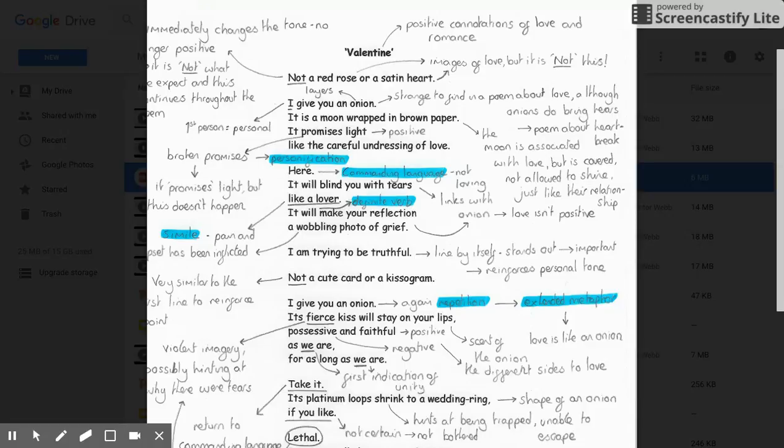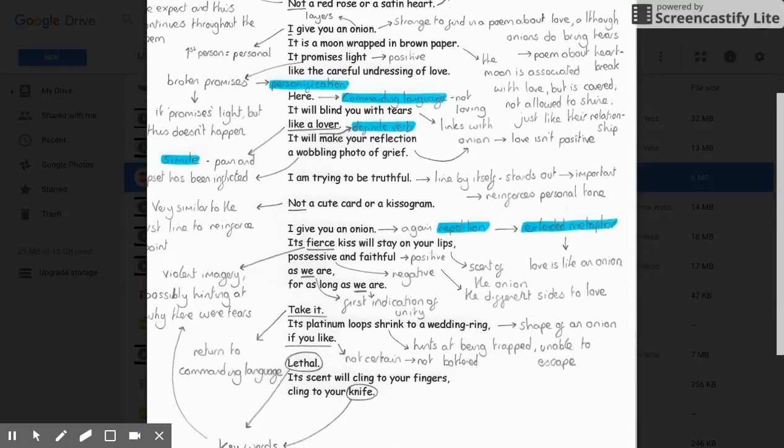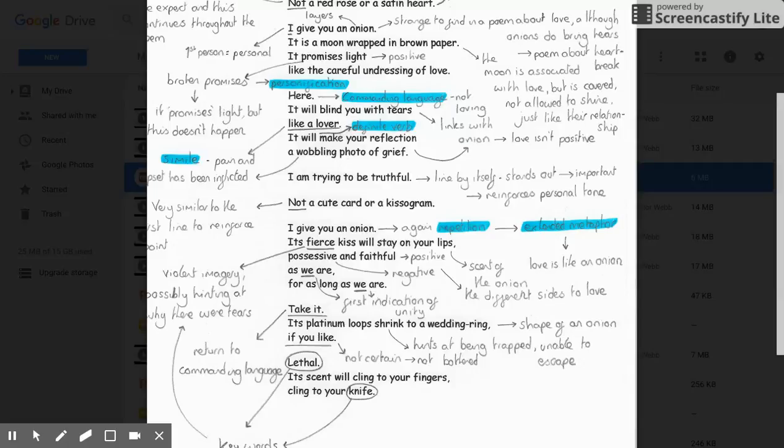I've highlighted in blue the poetic features, the language features that you would be expected to reference and know. Personification makes love seem more real. The commanding language, the definitive verbs, makes the person seem more certain about their views about love via experience. We have a simile to compare the onion to love. We have the extended metaphor, the repetition of that onion and how it is like love. And then we have some keywords at the end with violent imagery.